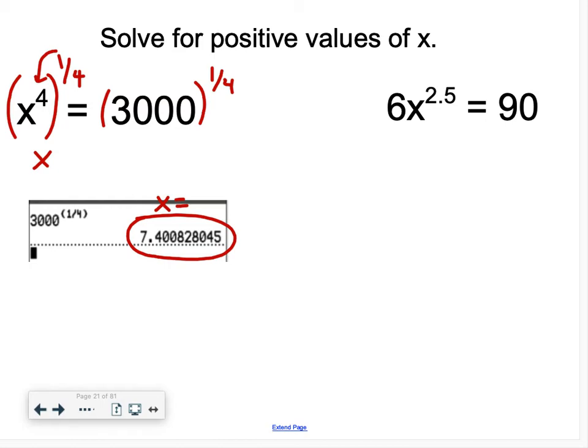Okay, now the second one, x to the 2.5 power. Before you solve for that one, you need to isolate x. So of course, we're going to divide both sides by 6. And you get x to the 2.5 equals 15.